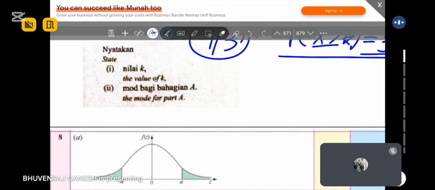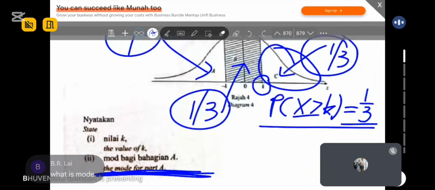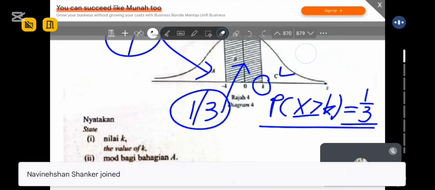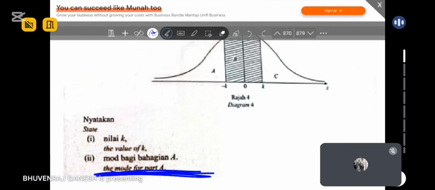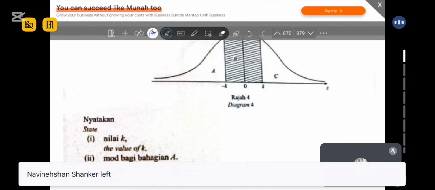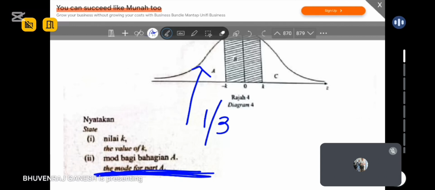Okay, now guys, this one is a very interesting question. Very, very interesting and controversial question. This one had a lot of controversy in the SPM. What is mode? Okay, guys. In maths, you all never learned mode, right? Am I right? Okay, so how to know? First step, you know the probability is 1/3. Am I right? Correct. Mode is the one that is most frequent, guys.